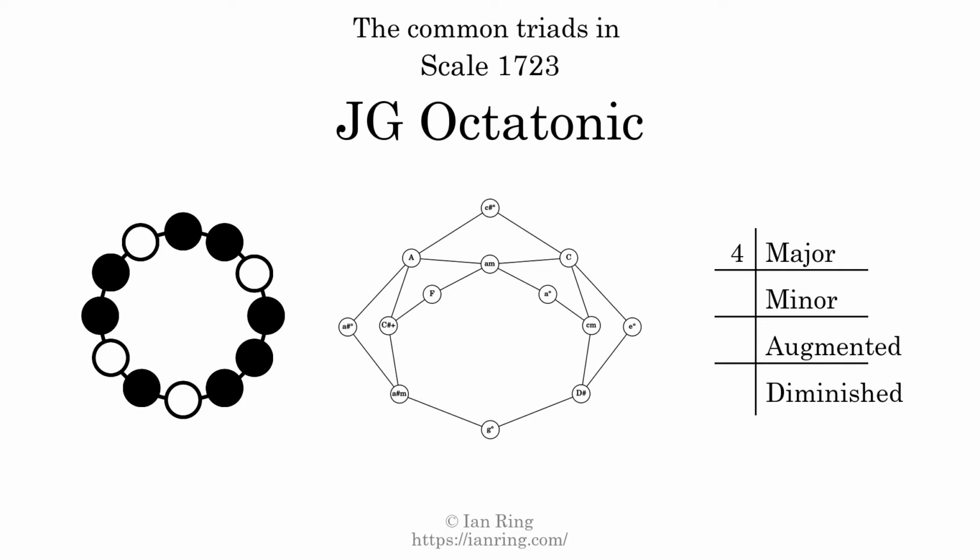There are 4 major triads. There are 3 minor triads. There is 1 augmented triad. There are 5 diminished triads. Here is a Hamiltonian path of parsimonious voice leading that uses all the triads.